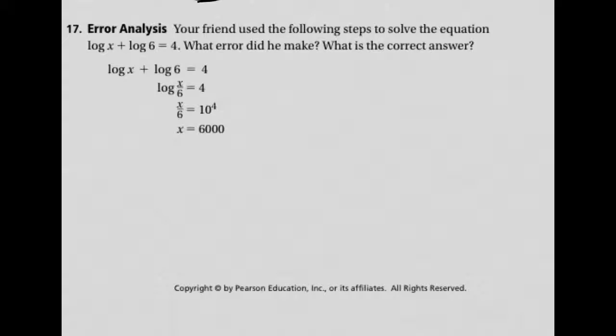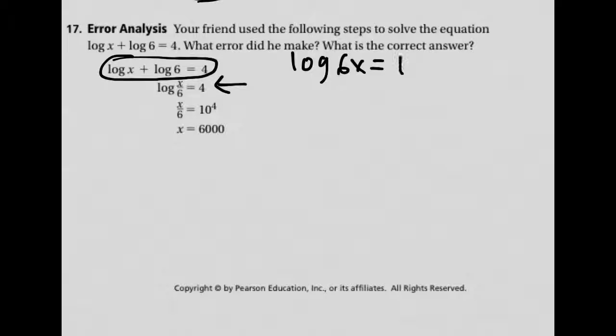Then he turned it into exponential form. 10 to the 4th power equals x over 6. And then finally he multiplied by 6 on both sides to get 6,000. Do you see the mistake? It should stand out to you right away on the very first step. He writes the equation, and then on this step right here, the problem does not say minus, it says plus, so we should use the product property. He should have written log base 10 of x times 6, or 6x, equals 4, not x over 6.